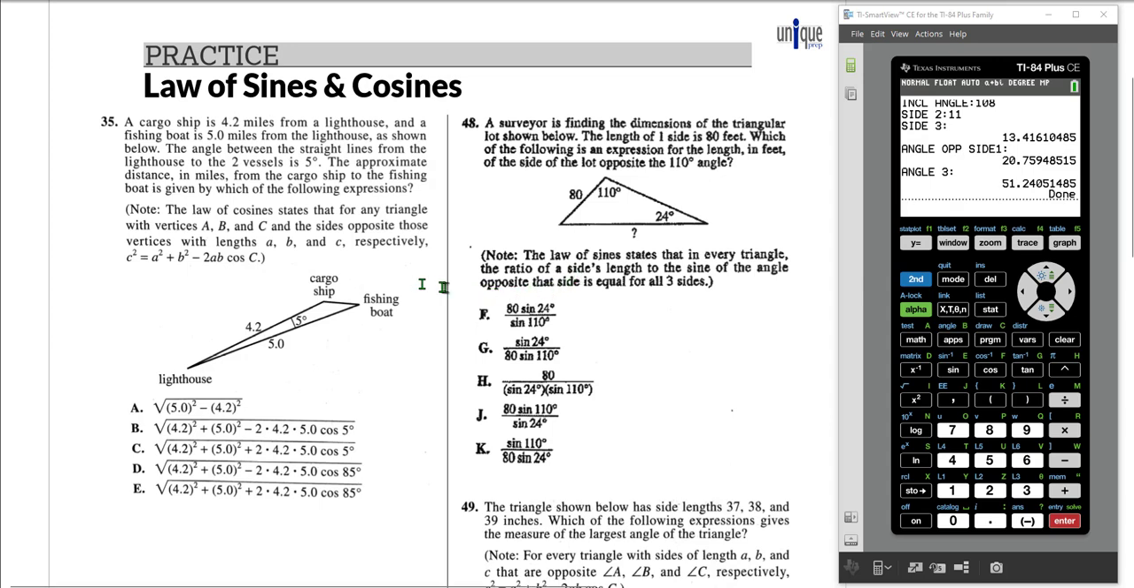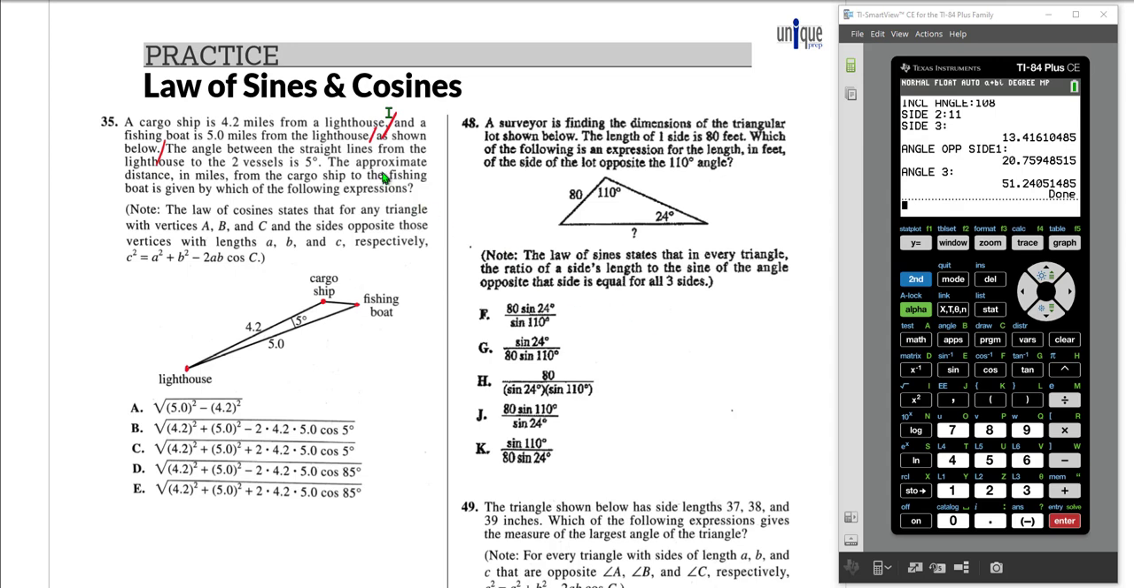So we'll start with number 35, of course. We've got a cargo ship. That cargo ship is 4.2 miles from a lighthouse, and a fishing boat, the boat that is 5 miles from the lighthouse as shown below. Let's take a look below. So cargo ship, 4.2 miles from the lighthouse. Fishing boat, 5 miles from the lighthouse. Okay, we can see that.